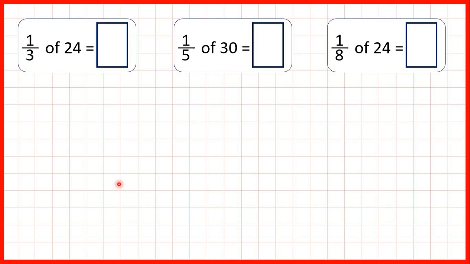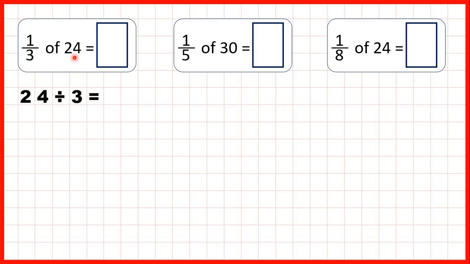For these questions, we need to find a unit fraction of a number. Now, a unit fraction is any fraction with a numerator of 1. And the way we find a unit fraction of a number is just to divide by the denominator. So for this first question, we need to find 1/3 of 24.